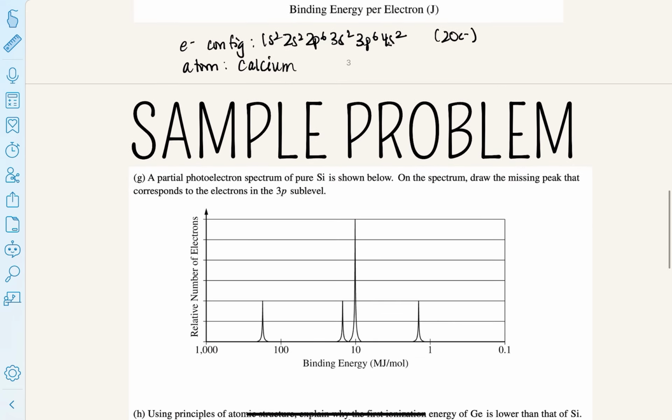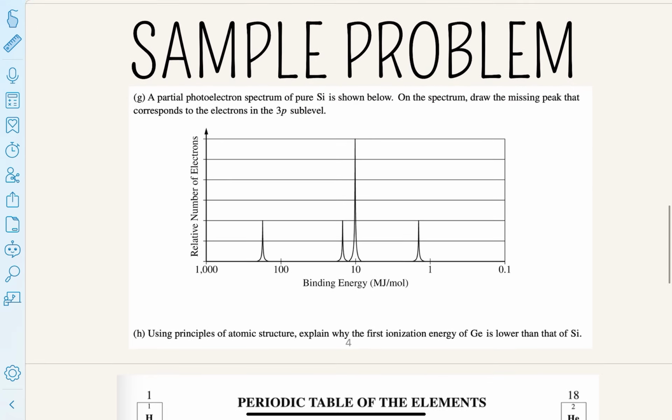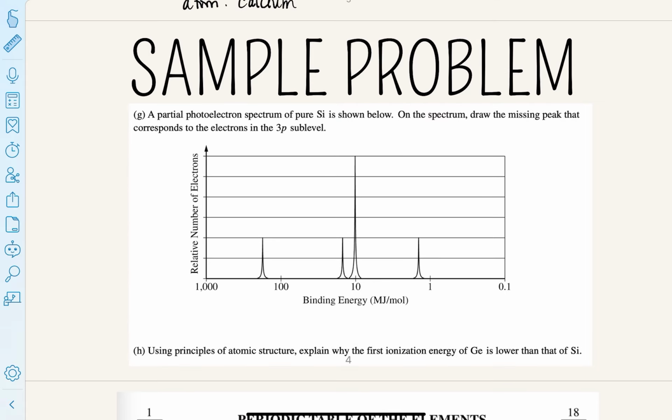And let's do one more. So here's another variation of a PES graph question. I'm shown here silicon, but it's a partial PES graph, and there is a peak missing. So we're going to fill that in first.